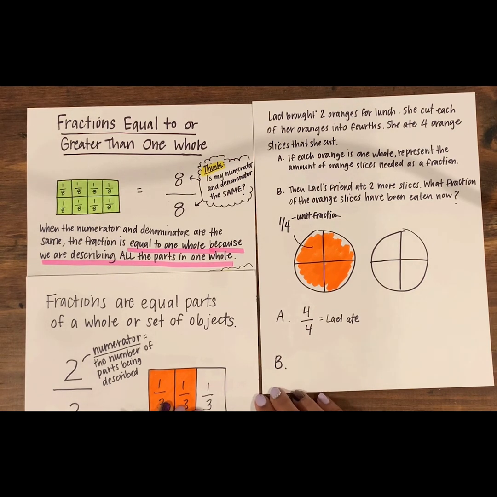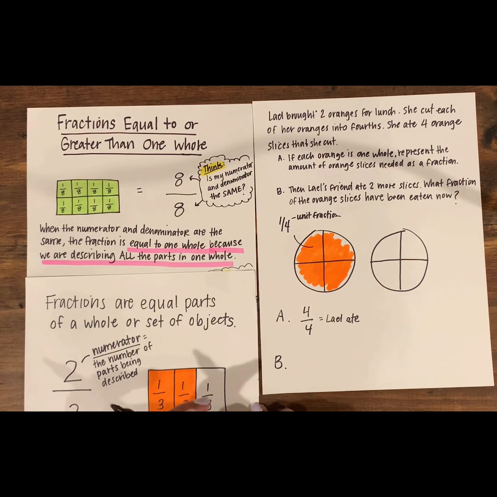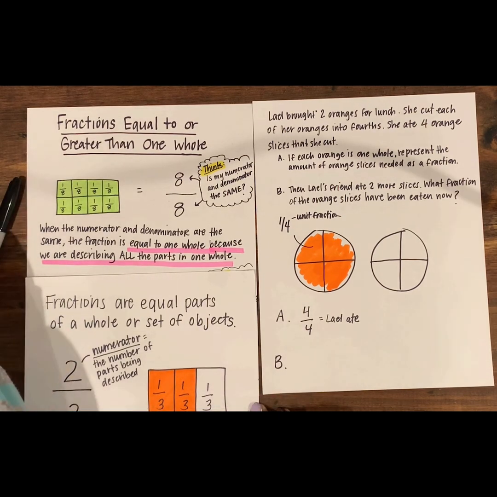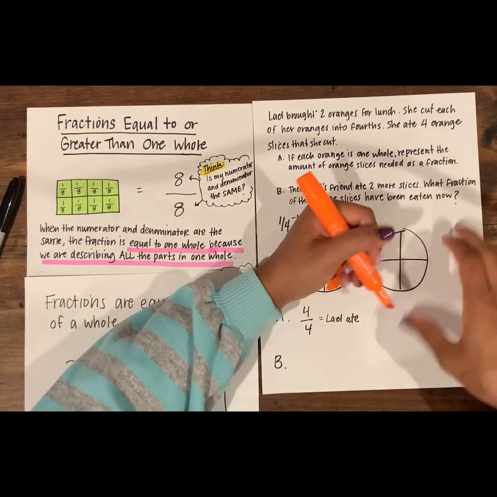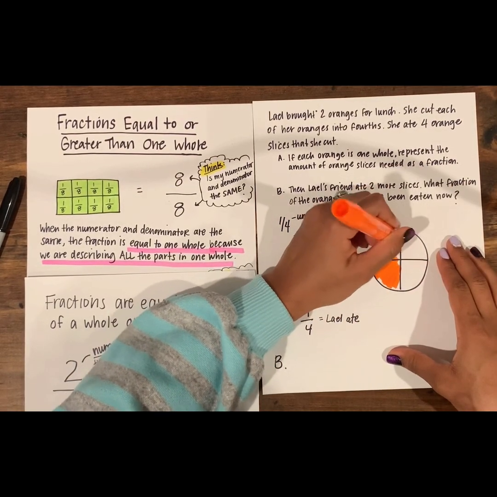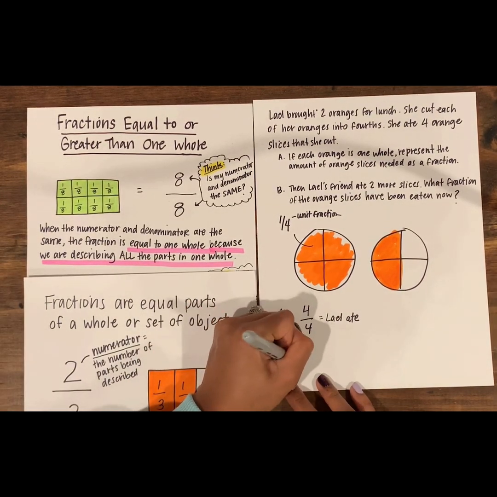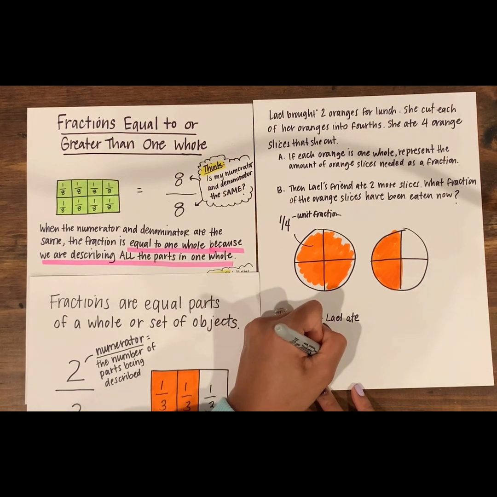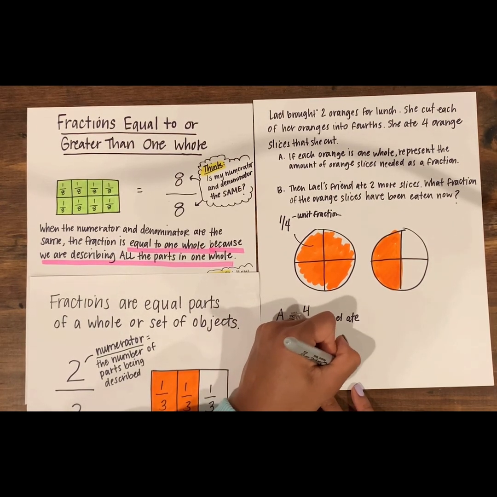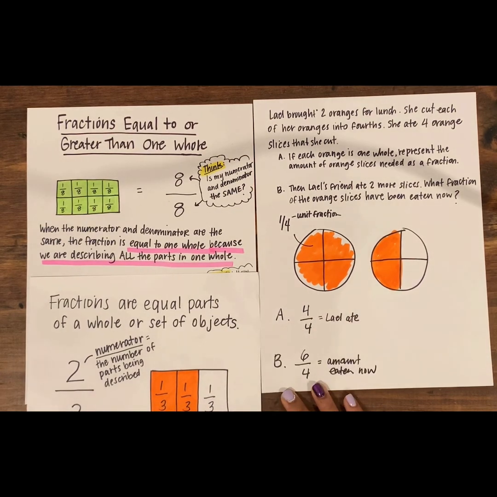What fraction of the oranges were eaten now? How can we represent that? I heard you say that we should shade 2 more pieces to represent the amount that Lael's friend ate, and that we can describe the amount eaten now as 6/4. How do you know? Why is the denominator 4? Say your answer out loud.